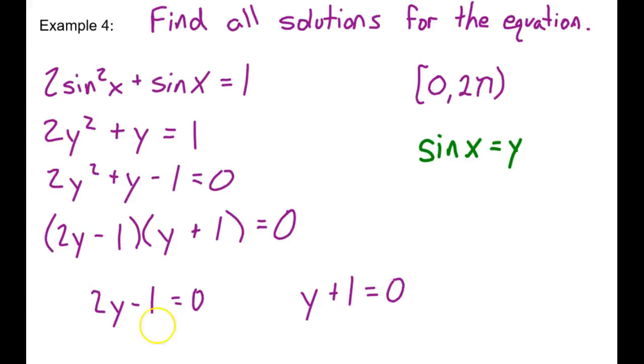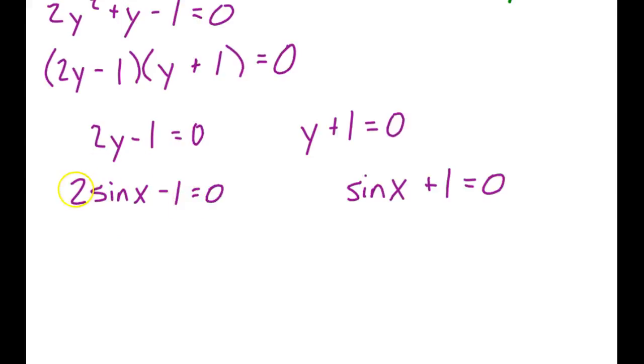Now, since I simplified this, I can go back and substitute sine of x back in for y. So my new equation over here is 2 sine x minus 1 equal to 0. The one over here is sine x plus 1 is equal to 0. So I want to simplify to get sine of x by itself. In this case, I would get sine of x is equal to 1/2. And over here, I would get sine of x is equal to -1.